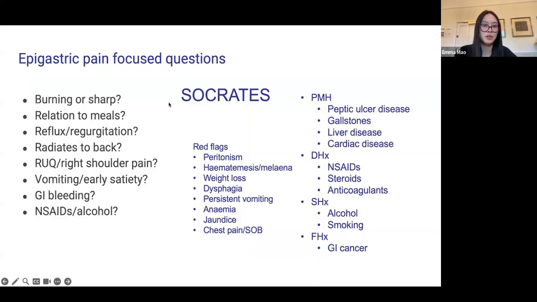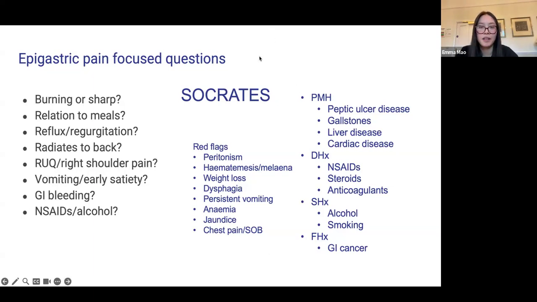And then it could also be functional dyspepsia, which is kind of heartburn. Okay, so with pain, just use SOCRATES. The things to think about here are what type of pain, so burning or sharp pain, heartburn, relation to meals, is it before a meal? And then if there's any reflux or regurgitation, if it radiates to the back or not, if there's any right shoulder pain, and then vomiting, early satiety, and then NSAIDs and alcohol, also peptic ulcer disease.